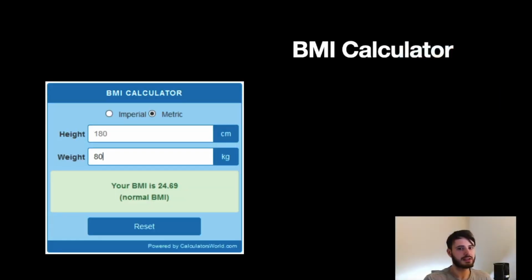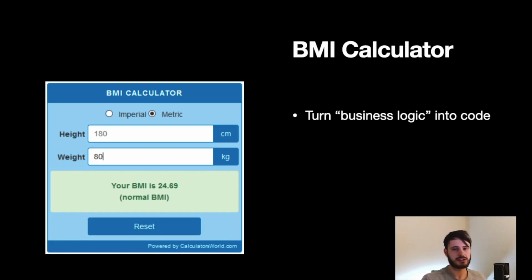The next thing on the list I put was a BMI calculator. And it doesn't actually have to be specifically a BMI calculator, just some kind of calculator where what you're essentially doing is turning business logic into code. And what I mean by that is a lot of times in any programming job, they're going to tell you, we need this to be accomplished, and it should look like that. And apart from that, here you go. You have free rein to solve that problem.